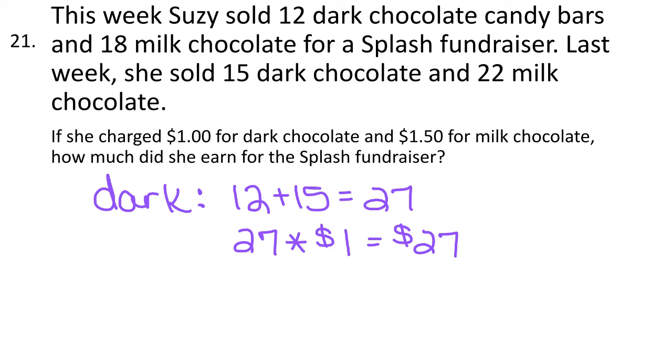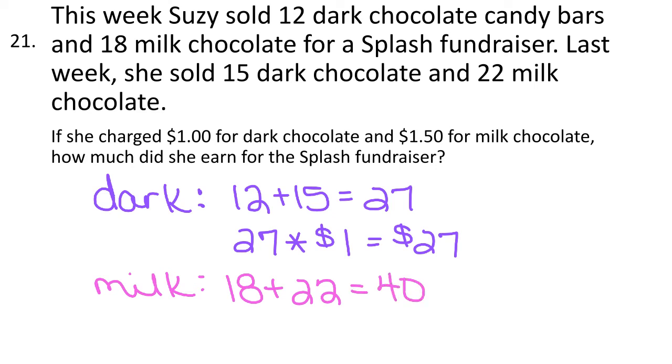Now let's bring our attention to the milk chocolate candy bars. First, how many did she sell? She sold 18 one week plus the 22 the second week for a total of 40 milk chocolate bars. She sold these milk chocolate bars for $1.50 a piece. So the 40 chocolate bars that she sold times the $1.50 that one of them costs, and we find that she raised $60 on just the milk chocolate.